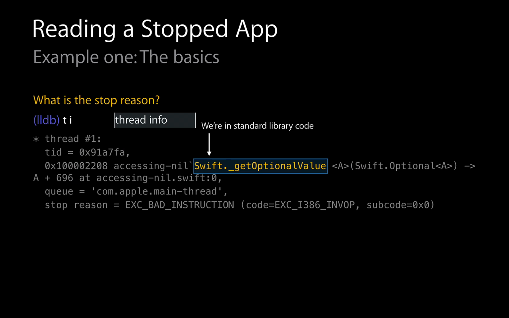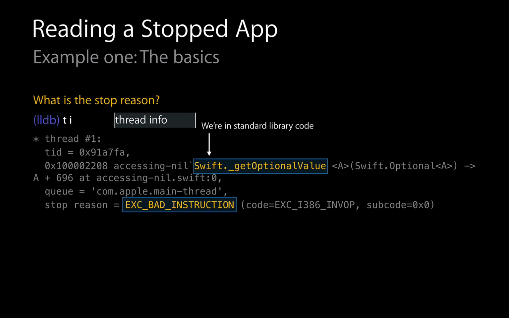Now the swift dot part is very important here because it tells you that you're inside the Swift module. The Swift module is the Swift standard library, so we already know that standard library code crashed. Now, what was the reason that it gave for crashing? The reason is a bad instruction. Now, some of you may have seen this message before. A bad instruction is when the CPU doesn't understand the instruction that's being given.